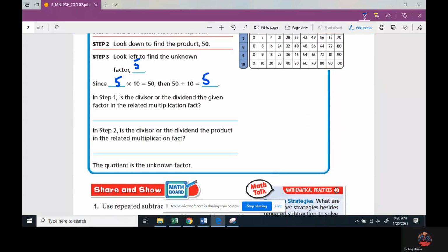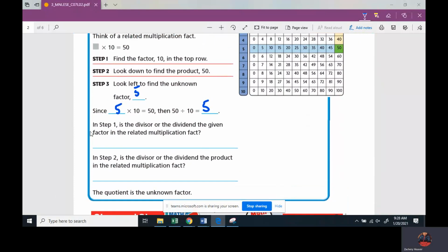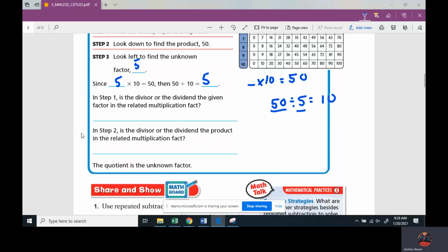It says in step 1, think about this, guys. In step 1, is the divisor or the dividend given? So look at step 1. Step 1 has this problem. Length times 10 equals 50. But we know that the division problem is 50 divided by 5 equals what? 10. So in step 1, are they giving us the divisor, which is 5, or the dividend, which is 50? Willow? The dividend. 5's not in step 1. I don't see 5 up here. I see 50, though, the number we want to put into the answer. So step 1 is going to be dividend.